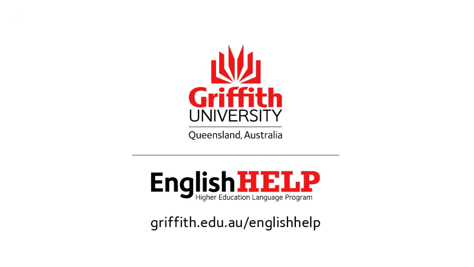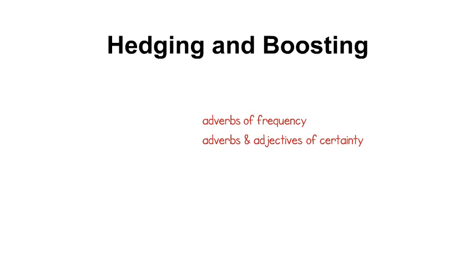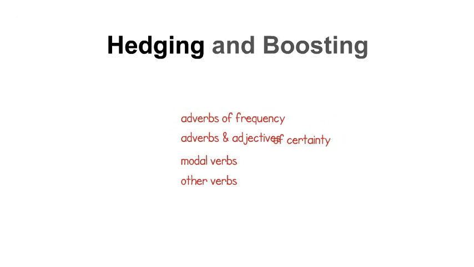In this video, we're going to look at the language of hedging and boosting, two important aspects of style in academic writing. We will look at how these two styles use adverbs of frequency, adverbs and adjectives of certainty, modal verbs and other verbs to achieve their aims. Don't worry about these grammar terms, we'll explain them as we go.